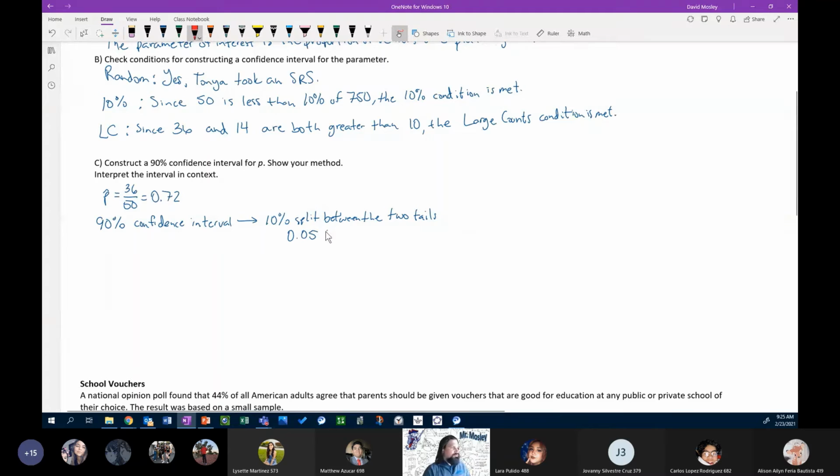This is the value that we need to find in table A on the interior. And we saw them find this earlier in the presentation, and we know that this results in a z-score of negative 1.645, which means that we have a z asterisk of 1.645.